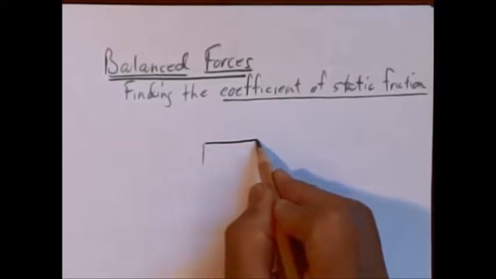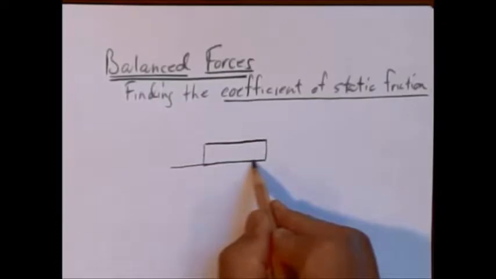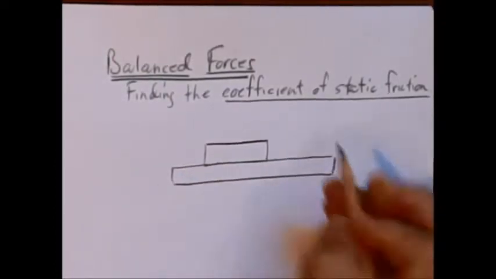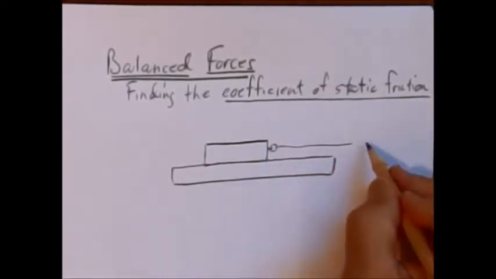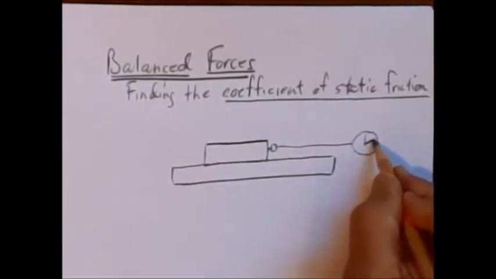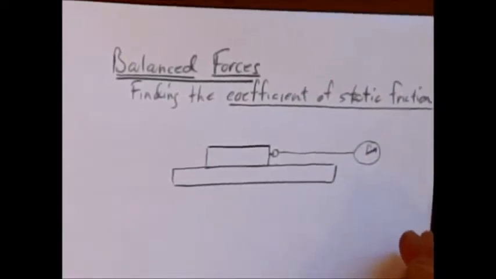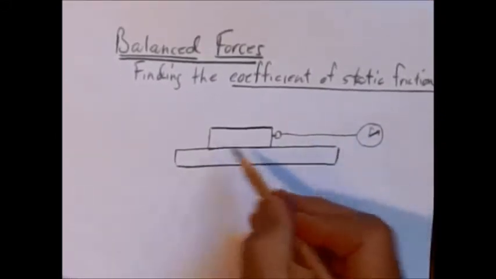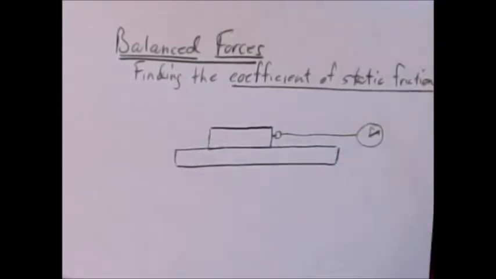It's the case where you have a block of wood on top of another block of wood, and you're going to pull that wood with some applied force. I'm just going to make my force gauge as a little dial here. So there's a force to pull the block, but as you know, there is going to be some friction between the two pieces of wood that's going to oppose that motion.